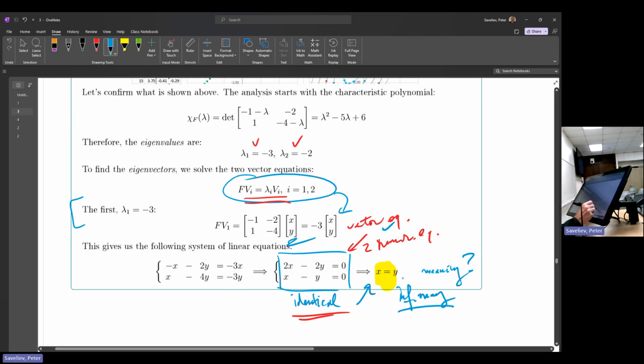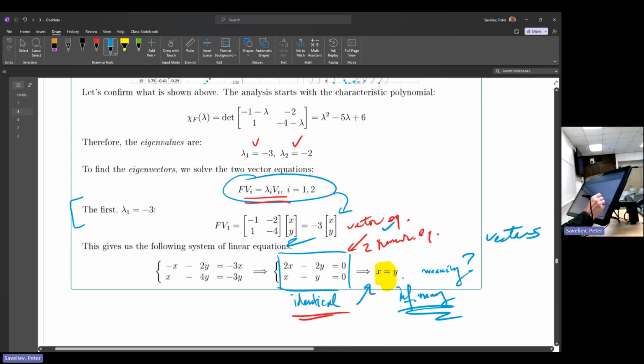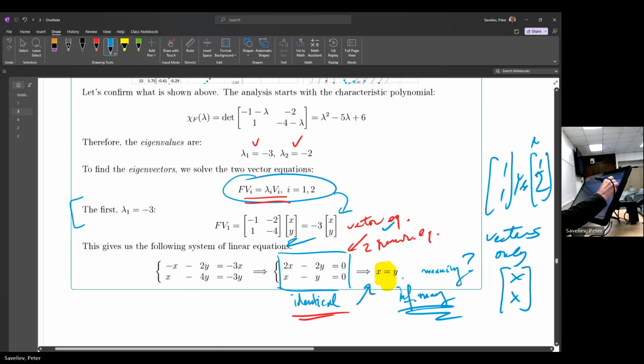And that's not meaningless because there is still a relation between x and y, and specifically x is equal to y. It means that the vectors are only of the form (x, x). Okay, so for example, (1, 1), yes. (1, 2), no. So that's what it means. So we do exclude infinitely many vectors. Even though we include infinitely many vectors, we also exclude infinitely many vectors.